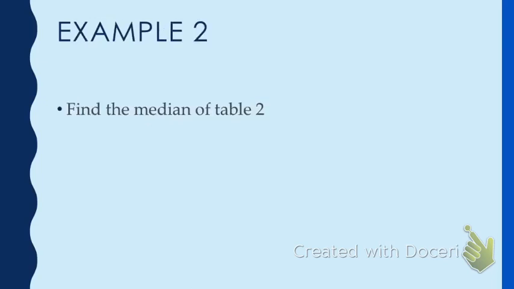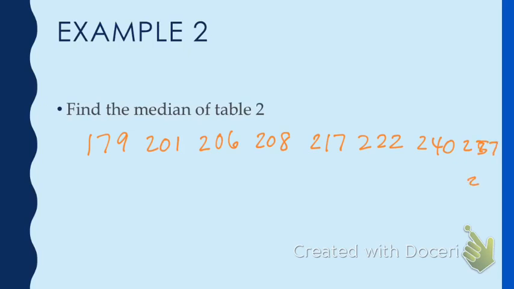It says find the median of table 2. So the first thing I need to do is order them from least to greatest. So which one is the smallest? 179. Then what? 201. 206. 208. I kind of ran out of room, and that should be 57.